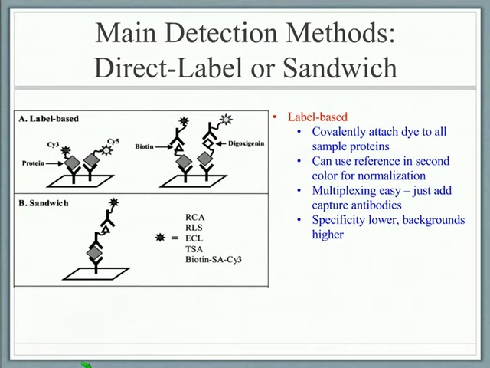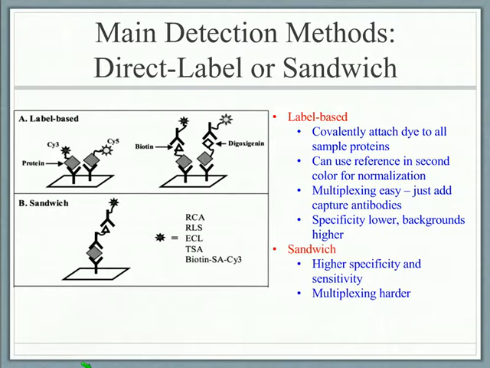Also, because there's just one antibody per target, the multiplexing is easy. We just add multiple capture antibodies. However, the specificity is lower because we only use one antibody instead of two. In the label-based assay, backgrounds can be high because all protein targets are labeled.